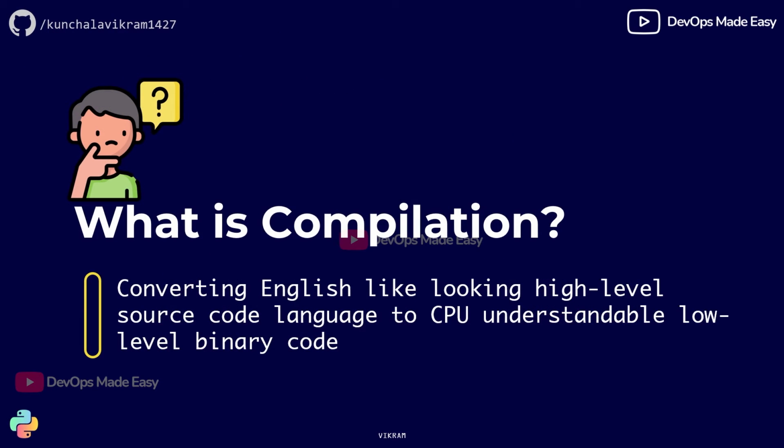Now, what is compilation? Converting English-like looking high level source code, which is easily understood by human beings, to CPU understandable low level binary code is known as compilation, because the CPU or the end system can only understand binary code. So we often convert the high level programming language source code into binary code.